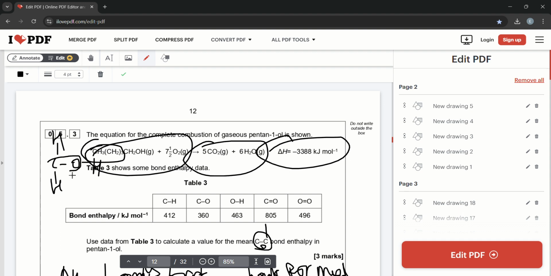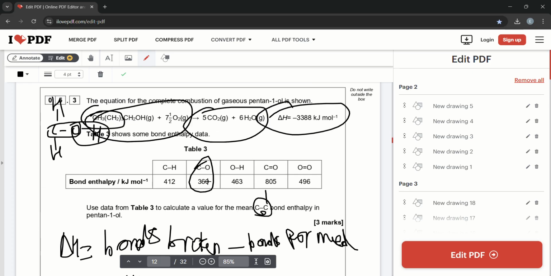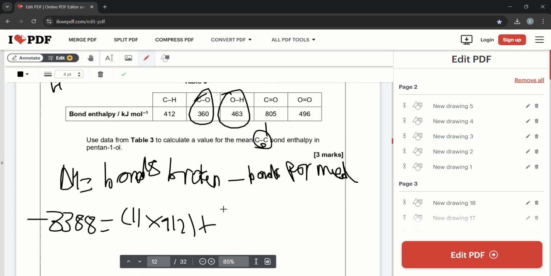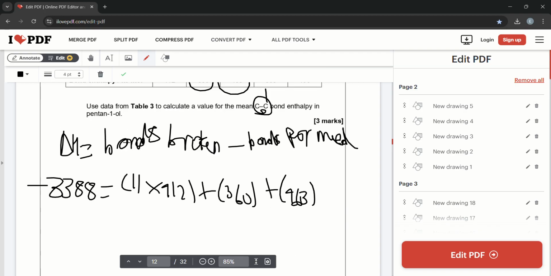Then we've also got this OH, and it's going to be an O and an H, so therefore you've actually got a CO bond and an OH bond. It's not just an OH bond, and that really tricked me the first time I attempted it. So you've got a CO, which is 360, and the OH, which is 463. So plus 360 plus 463, and then obviously plus your carbons. How many carbons? 1, 2, 3, 4, 5 carbons.